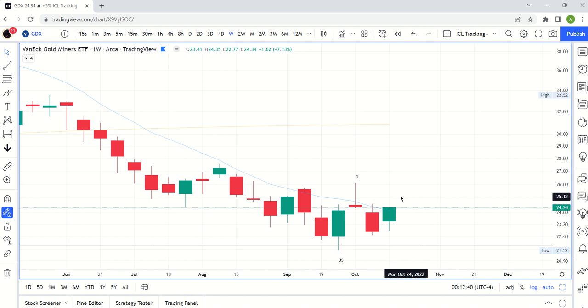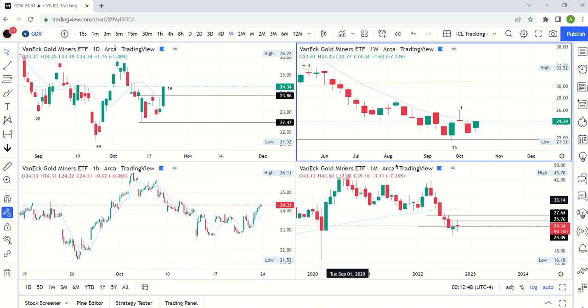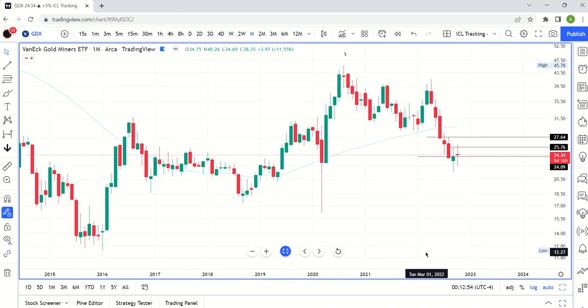I'm not saying that's what's going to happen because there's no way to know that. I'm not one of these guys that thinks they can predict the markets, but you want to be prepared for a scenario where that could happen if that's what we start to see form, so you can position yourself accordingly.